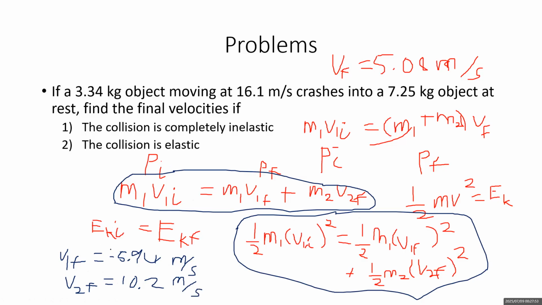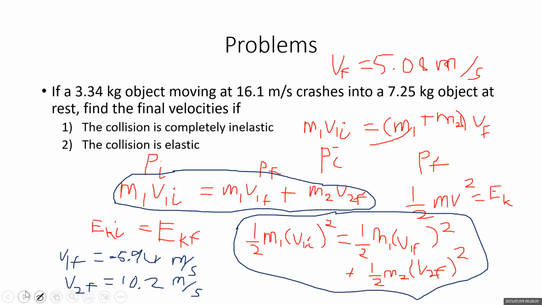Now what's the negative sign mean in this context? Velocity is a vector quantity. This 3.34 kilogram object is moving towards another object. It crashes into it and bounces off. It's moving in the opposite direction from what it originally was. Now that's how you do an elastic collision.